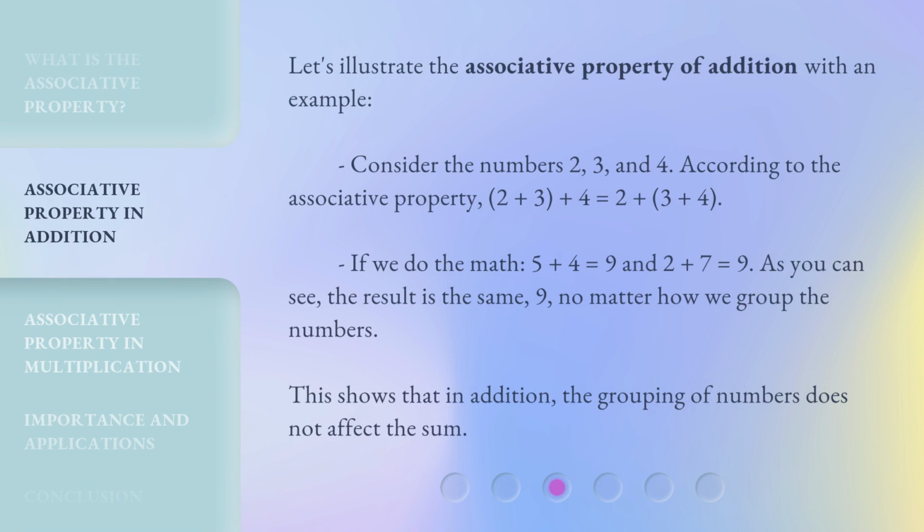Let's illustrate the associative property of addition with an example. Consider the numbers 2, 3, and 4. According to the associative property, (2 + 3) + 4 equals 2 + (3 + 4). If we do the math, 5 plus 4 equals 9 and 2 plus 7 equals 9. As you can see, the result is the same, 9, no matter how we group the numbers. This shows that in addition, the grouping of numbers does not affect the sum.